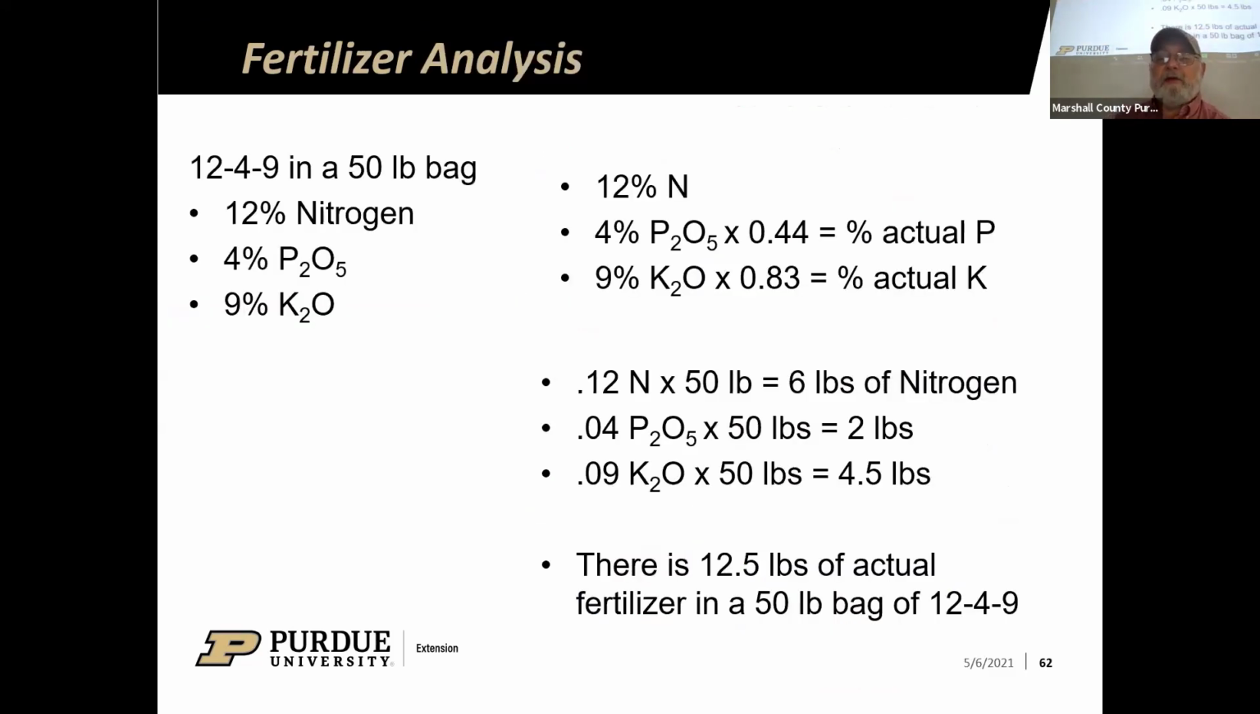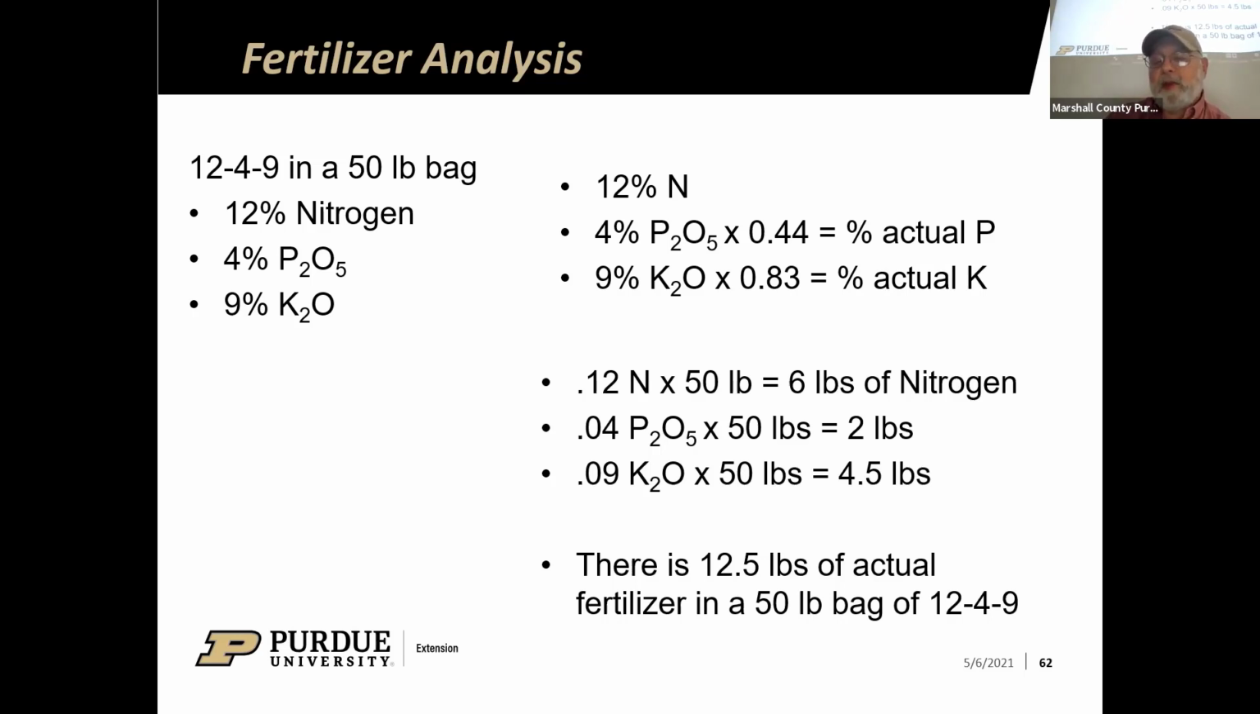So the math behind fertilizer analysis. If it's 12% nitrogen times that 50 pounds, we have 6 pounds of nitrogen. Not all bags are labeled with the same 3 numbers. So 4% of it being phosphate, you would have 2 pounds of phosphate in that 50-pound bag. 0.04 times 50 is 2. And if it's 9% potassium, 0.09 times 50 is 4.5 pounds. So we have about 12.5 pounds of actual fertilizer in the bag.